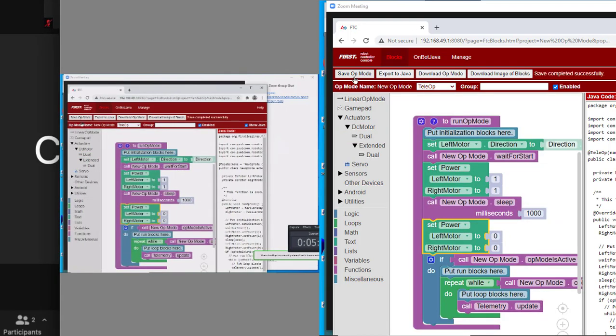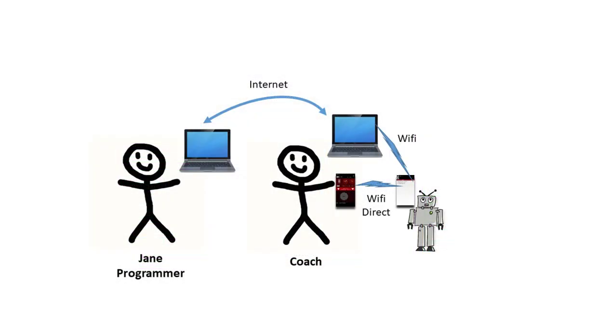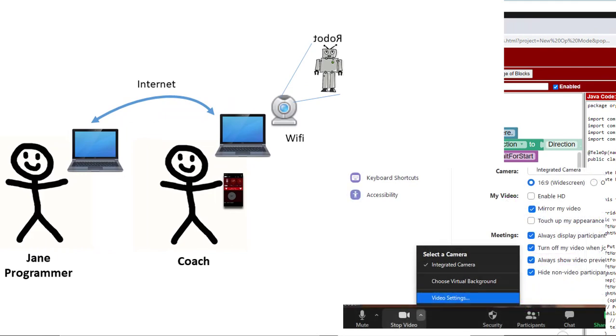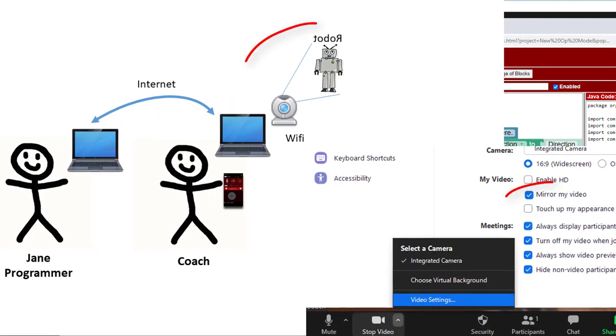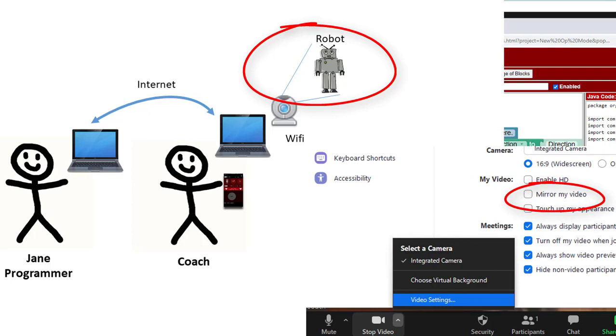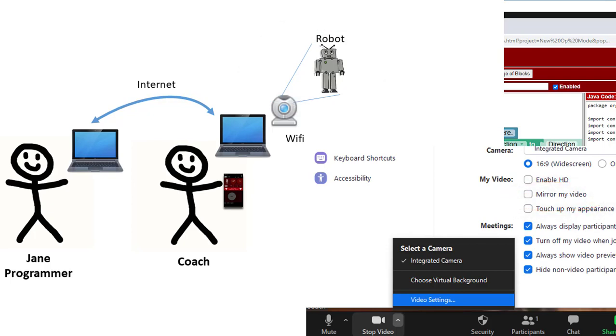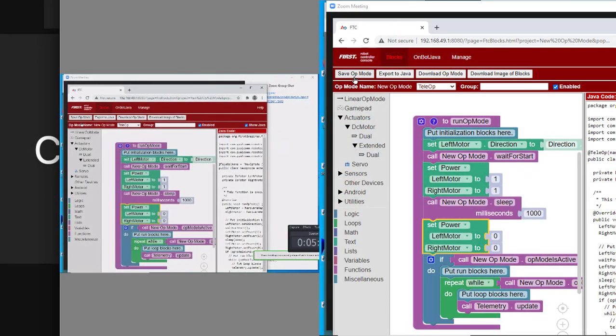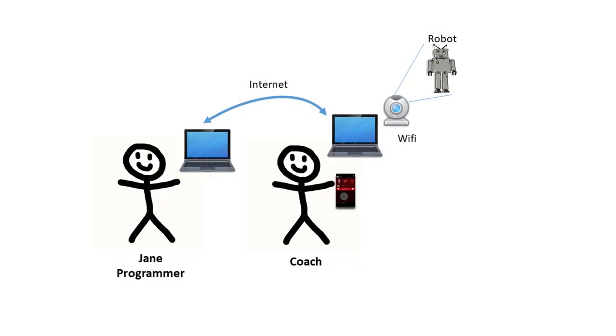When Jane has finished the draft op mode, she saves it. Jane can then ask Coach to point his or her webcam at the robot and use the driver station phone to start the autonomous op mode. Coach may need to turn off Zoom's webcam mirroring feature so the robot moves as expected on Jane's computer. The robot probably won't do exactly what Jane wants the first time, so she can make changes and continue the process with Coach repositioning the robot.